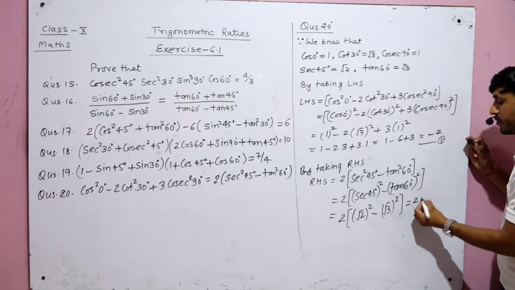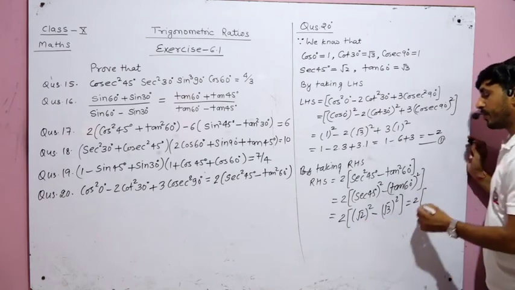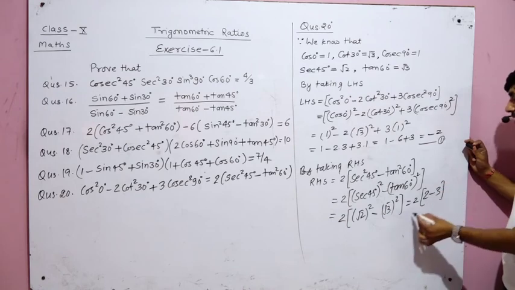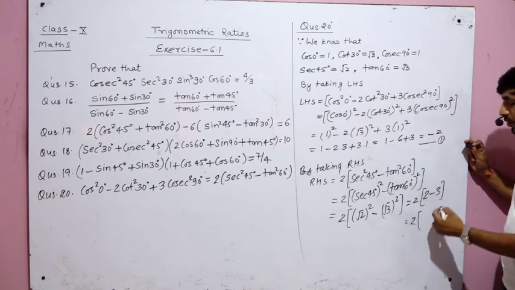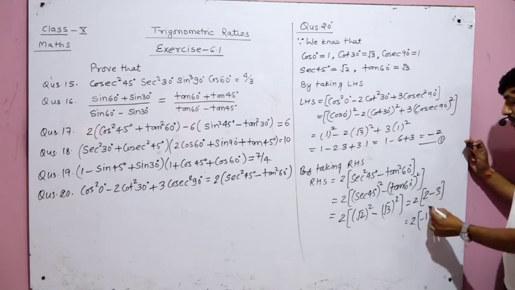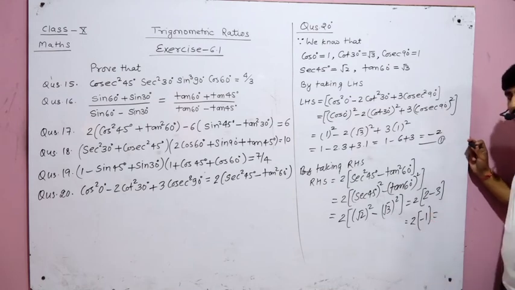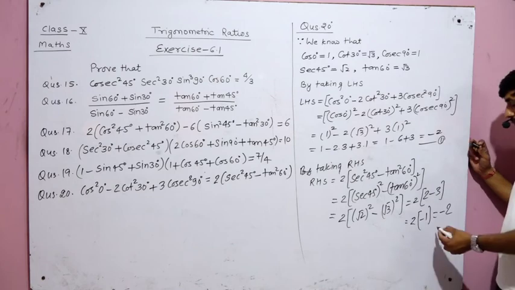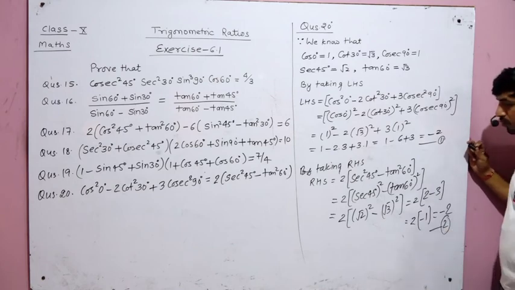Then again we can see 2 into, here square of root 2, that is given as 2, minus square of root 3, that is given as 3. It means we have 2 into 2 minus 3, that is equal to minus 1. It means we have to multiply 2 by minus 1. That's why we will find minus 2. That is equation number 2.